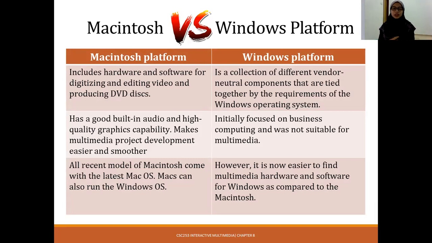And then the third thing is all version models of Macintosh come with the latest Mac OS. So Mac can also run the Windows OS. For the Windows platform, however, it is now easy to find multimedia hardware and software for Windows as compared to the Macintosh. Why? Because of the open source. So we can find many software, even multimedia hardware, for example, graphic cards, for Windows.